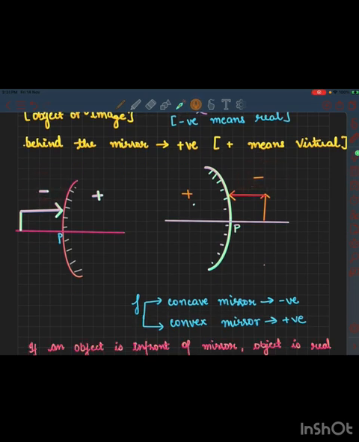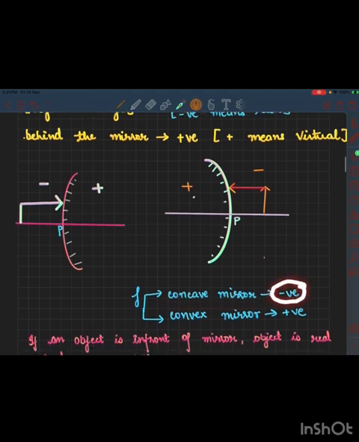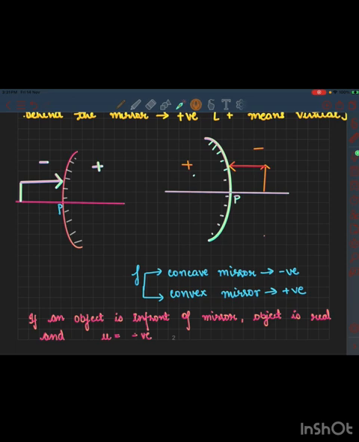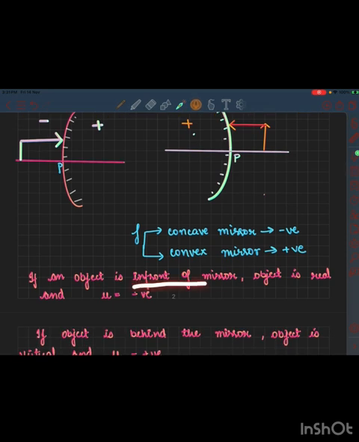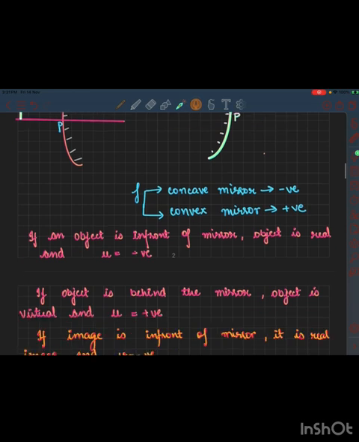Similarly, as the focus of a concave mirror lies in front of the mirror, the focal length will always be positive, and the focus of a convex mirror lies behind the mirror, hence its focal length will always be positive. Now, if an object is in front of the mirror, the object is real and the object distance is going to be negative, because the sign of any distance measured in front of the mirror is negative.